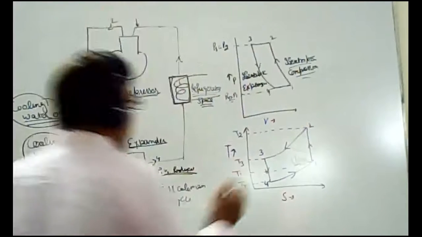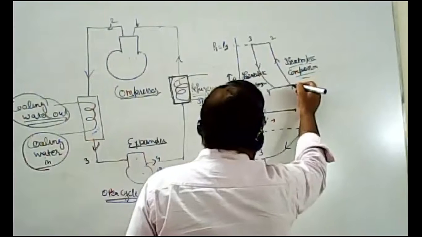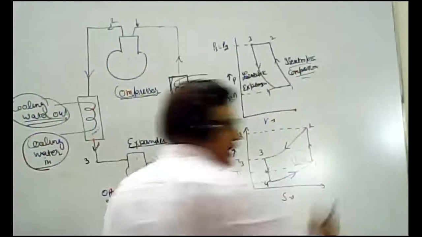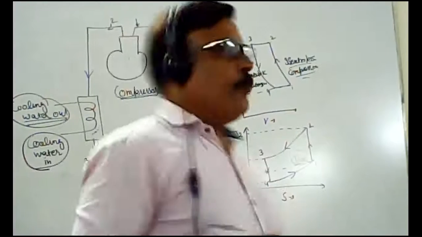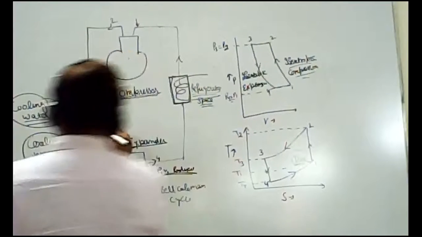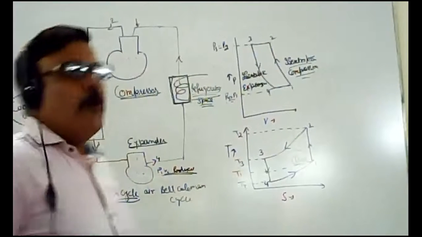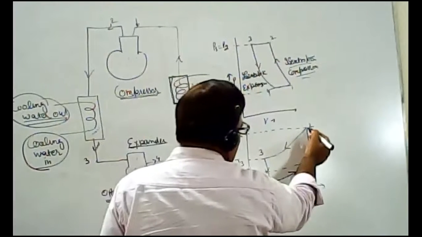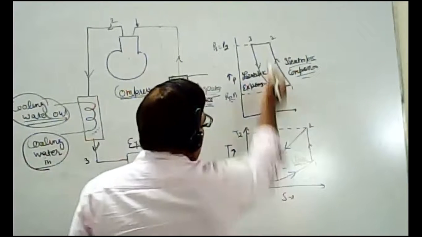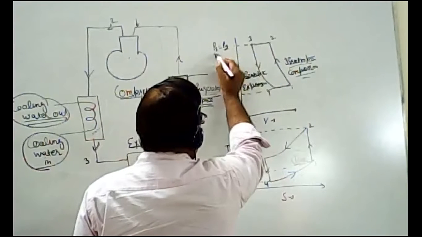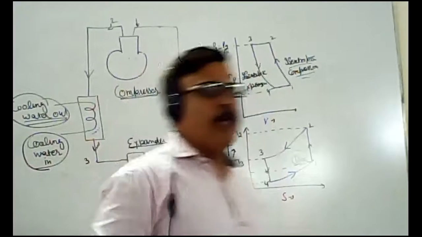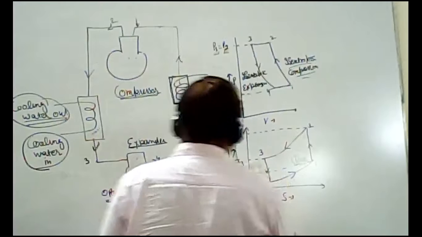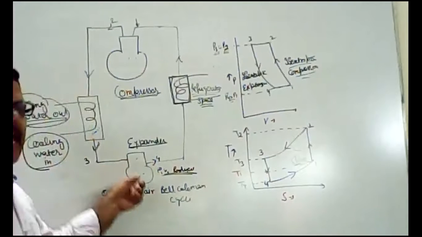After this, look here. During isentropic compression, both pressure and temperature increase from 1 to 2. After this, it passes through the cooling space, where it is cooled with the help of cooling water and rejects heat at constant pressure. Its temperature reduces from 2 to 3 at constant pressure, so P3 equals P2. After this, it passes through the expander.